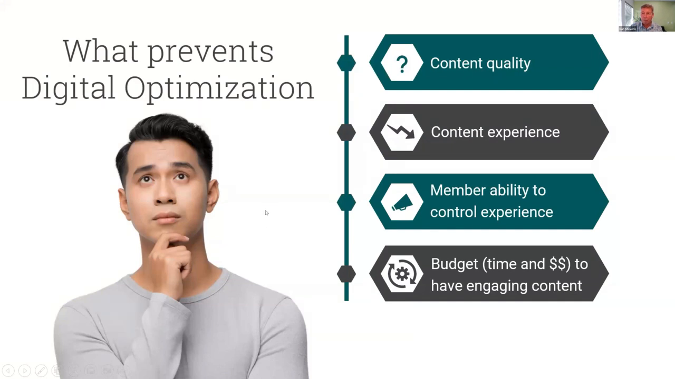Content quality, which often is not the biggest issue in most associations, although in the eyes of the viewer, maybe too much of it's an article, or maybe it's long form webinars that aren't summarized into micro learning. So it could be the format of that which is impacting the perception of quality. We'll talk a little bit about that today.